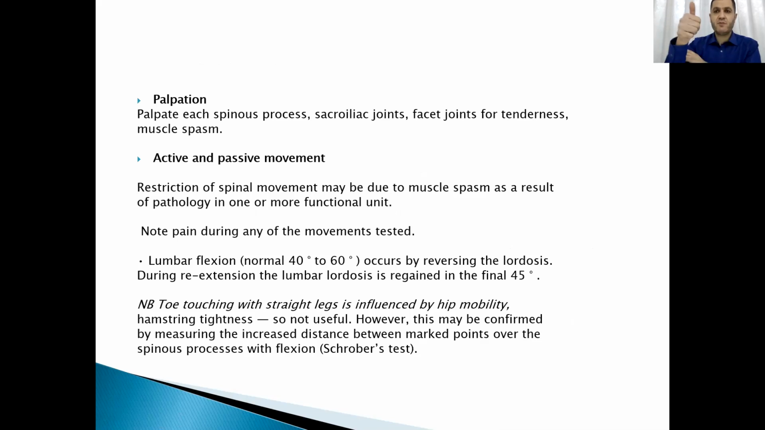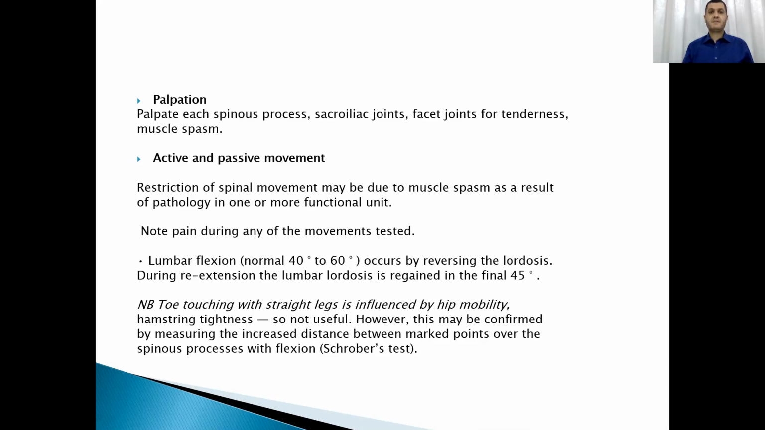The second thing is palpation. You have to palpate the spinous processes, sacroiliac joints, and facet joints for tenderness and muscle spasm. The third part is movements. Movements consist of active and passive movements. A restriction of movement might indicate a pathology or might indicate spasm.